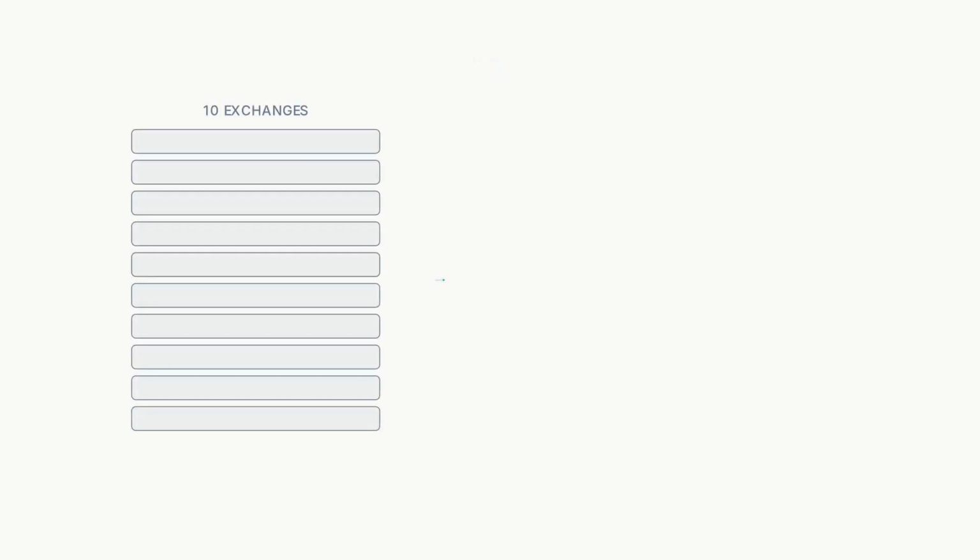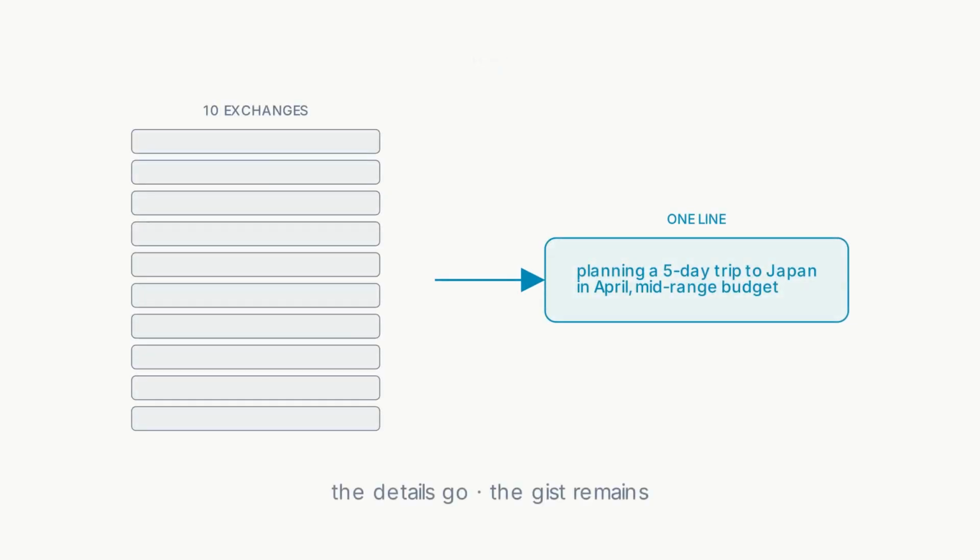The main tool is summarization. As a conversation grows long, the agent quietly takes the older parts and boils them down into a short summary. 10 back-and-forth exchanges about planning a trip collapse into a single line. The user is planning a 5-day trip to Japan in April on a mid-range budget. The exact wording is gone. Dozens of sentences become one. But the essential meaning, the gist the agent actually needs going forward, is preserved.